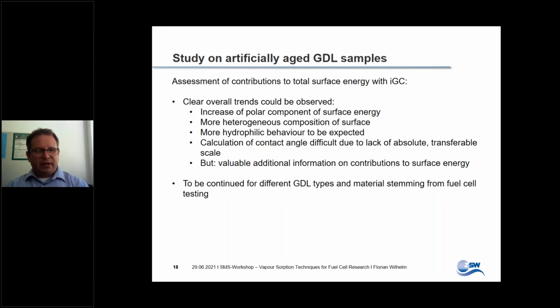Of course, it would be nice to calculate the contact angle directly from these surface energy values. This is a little difficult because the scale used here, what I showed you is the Van Oss scale, is not perfectly absolute or transferable. So that is still something that we're investigating and working on. But as you could see, we are able to gain some valuable additional information on the contributions to surface energy. This is to be continued for different GDL types and of course materials stemming also from fuel cell testing, to be compared with those values from artificial aging.